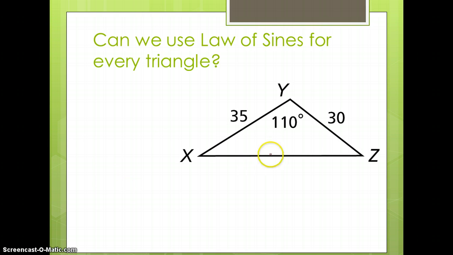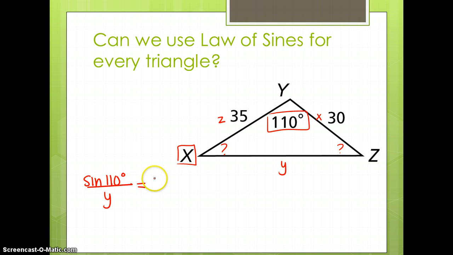For instance, if we set up this triangle, using the letters x, y, and z for our side lengths as well as our angles, if I set up the law of sines here, I only have one angle. The angles x and z are unknown to me at this point. If I set up the law of sines, sine of 110 degrees over the side opposite, which would be y, and let's say I choose angle x: sine of angle x, which I'm trying to figure out, divided by the side across from it.